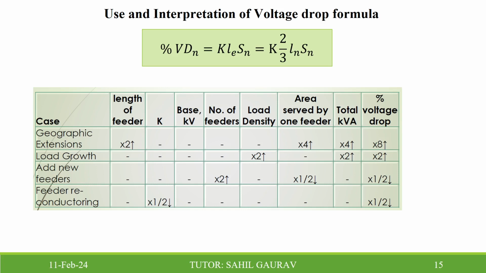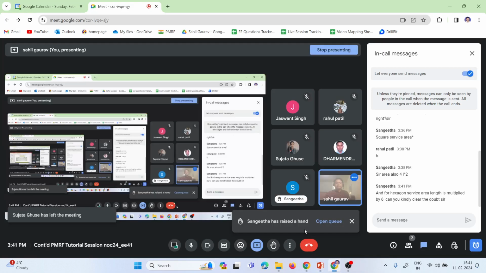So now we will use this table for solving the problem. Yeah, Sangeeta, and for hexagonal service area, length is multiplied by 6. Can you kindly clear the doubt?